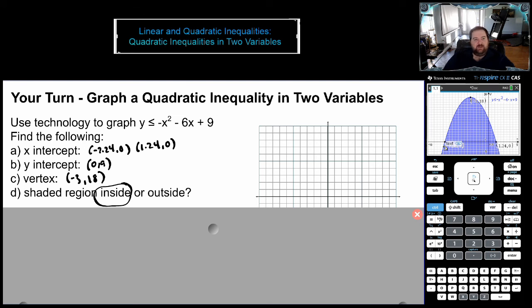Using technology definitely makes things a little bit simpler, but you can only do this on questions that say use technology. Otherwise, I expect you to do it by hand graphing, and you can still use technology to check your work, but don't just give me the answers. You have to be able to show how you got them.